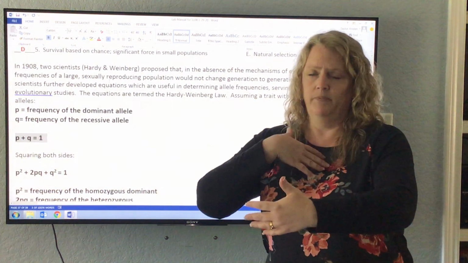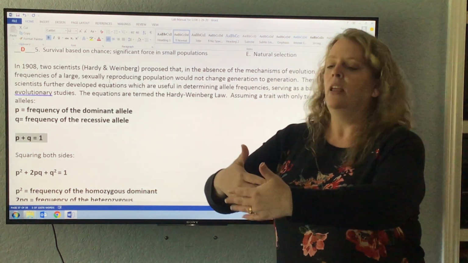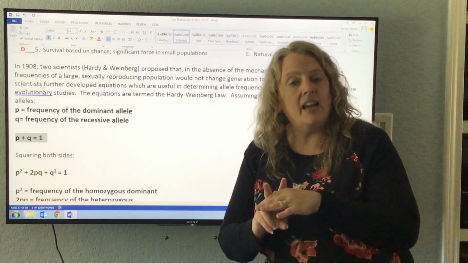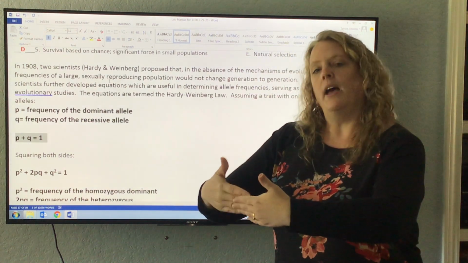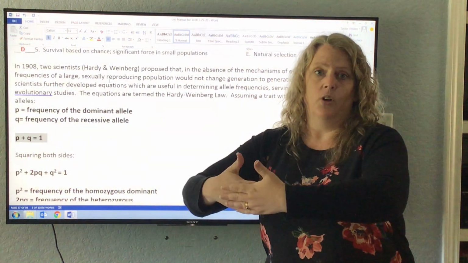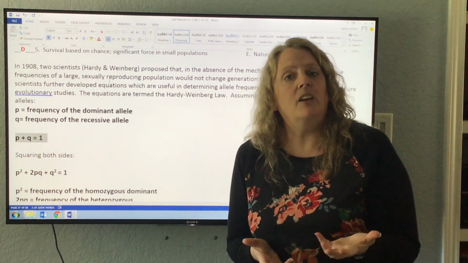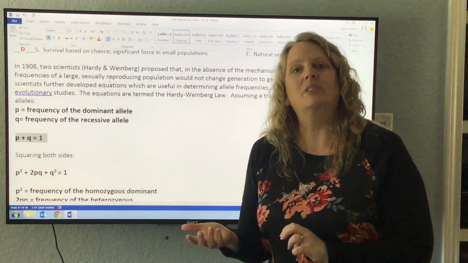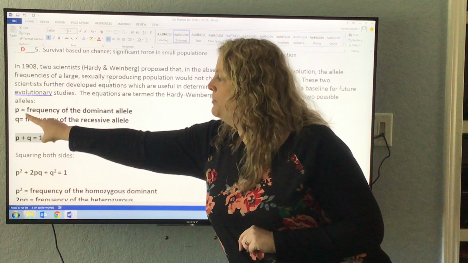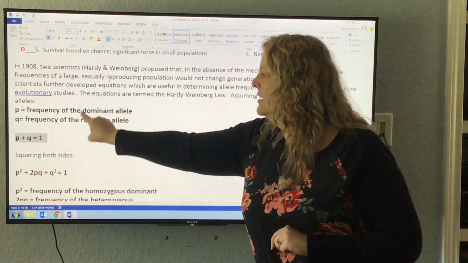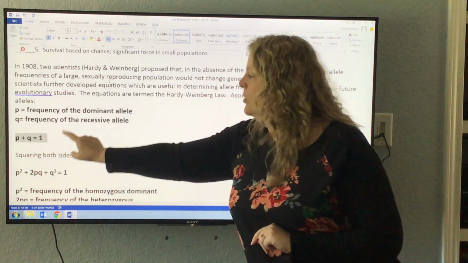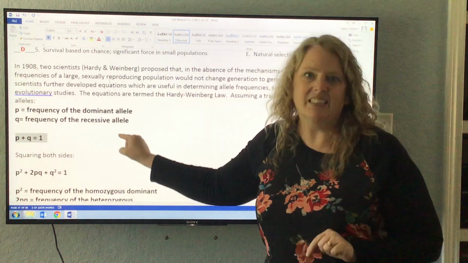So in a population of 100 people, okay, in those 100 people you have two alleles each. Remember, it could be homozygous dominant, heterozygous, or homozygous recessive. So that means you have 200 alleles among those 100 people. Well, out of those 200 alleles, how many of them are the dominant allele? How many of them are the recessive allele? So when you're looking at the letter P, P will solve for the number of dominant alleles. And then the letter Q will solve for the number of the recessive allele.